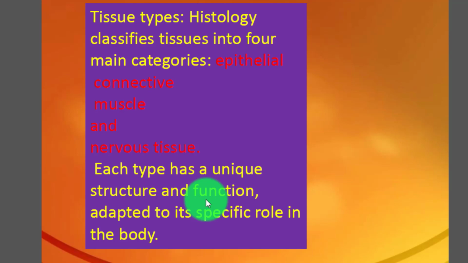Tissue types. Histology classifies tissue into 4 main categories: epithelial tissue, connective tissue, muscle tissue, and nervous tissue. Each type has unique structure and function adapted to its specific role in the body.